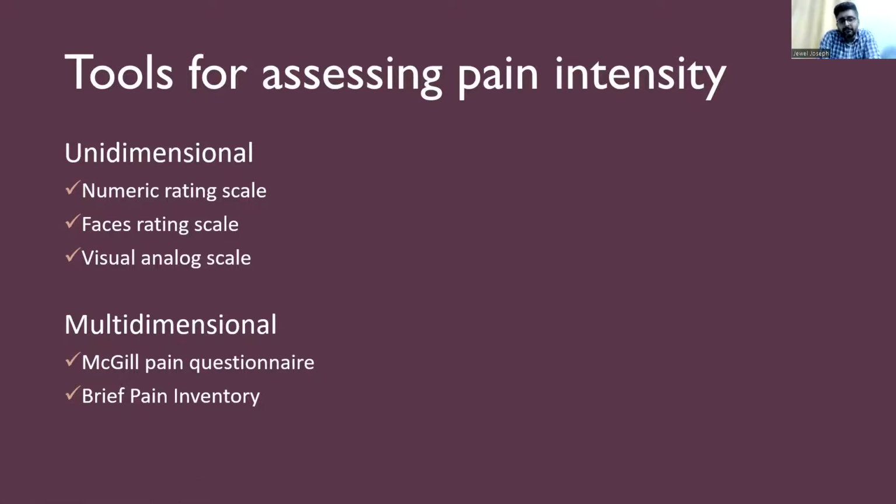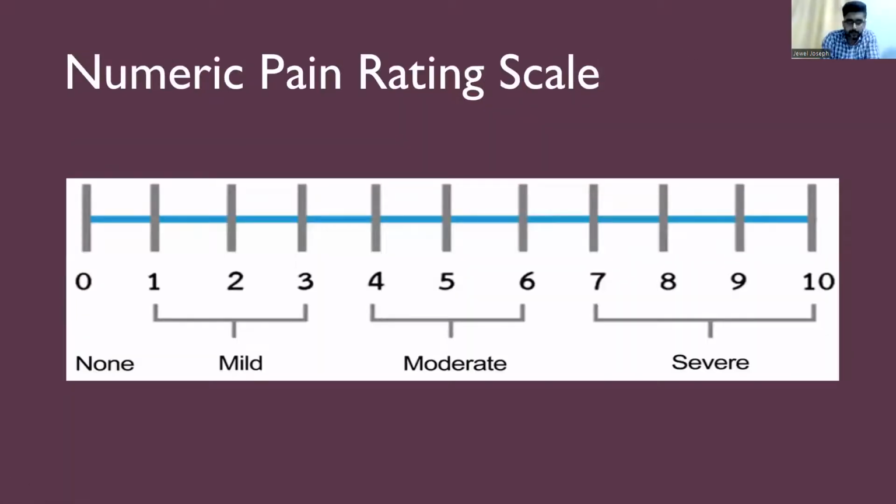So I'll give you some examples for unidimensional pain. This is the most commonly used numerical pain rating scale. This is a linear scale. It ranges from 0 to 10. So 0 is no pain and 10 is the most severe pain imaginable. So the scale is from 0, 1, 2, 3 up to 10. The patient will be asked to give a number to his or her pain. So 1, 2, and 3 are classified as mild pain, 4, 5, 6 as moderate pain, 7, 8, 9, 10 are classified as severe pain.